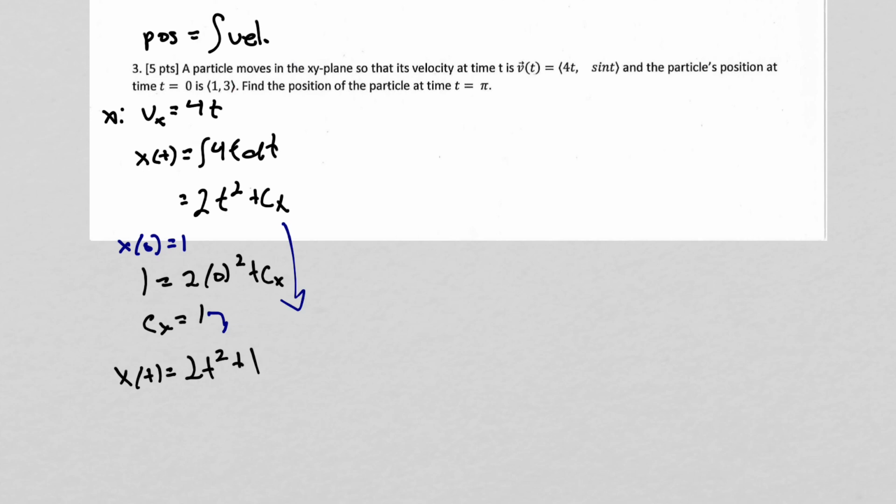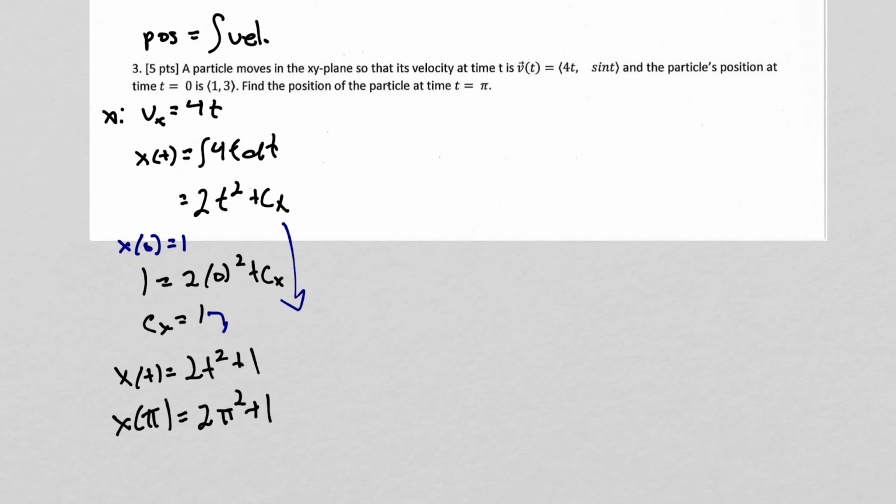And then I can answer part of the question. It says, what's the particle's position at time equals pi? So I can figure out the x position by plugging pi in for t right there. So let's go ahead and do that. X of pi is equal to 2 times pi squared plus 1. If I had a calculator, I could do a decimal, but I think this one we're not doing with the calculator, so I'm just going to leave it like that.